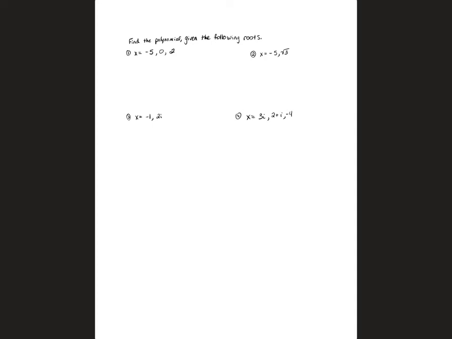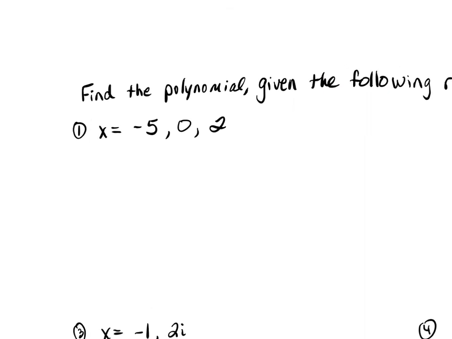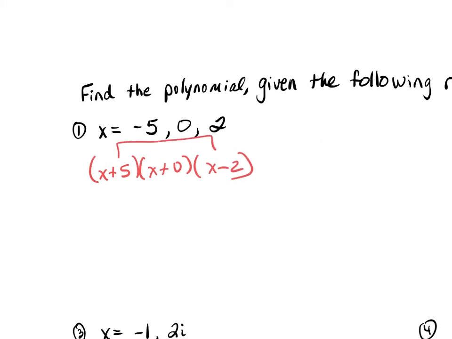All right, I'm going to skip number 1 because those are all reals. We'll just talk about it for a second. What would my 3 parentheses look like? x plus 5, right? You can say x plus 0 and x minus 2, and x minus 2. So I would FOIL those two together, and then I would just FOIL in an x as you go through here.